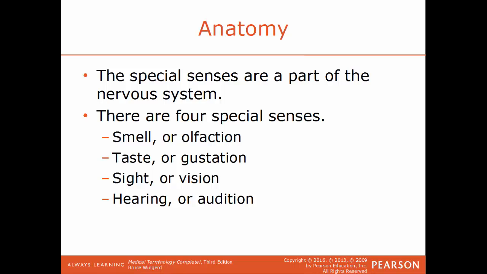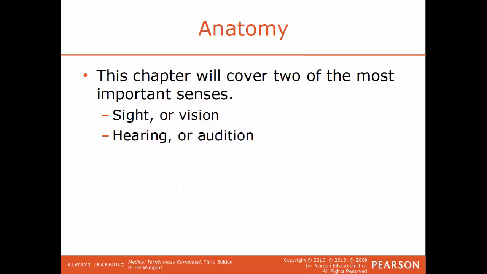The other sense that we have, the sense of touch, has receptors all over the body, so that is a general sense. But these 4 listed here are special. Now this chapter will cover 2 of the more important senses, the sense of sight and the sense of hearing.